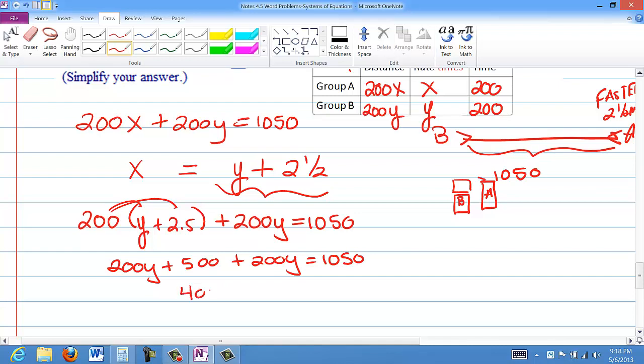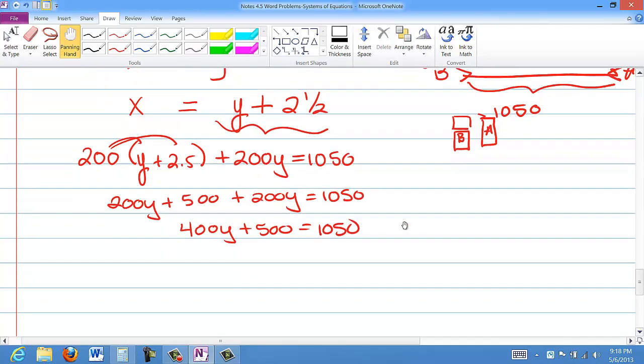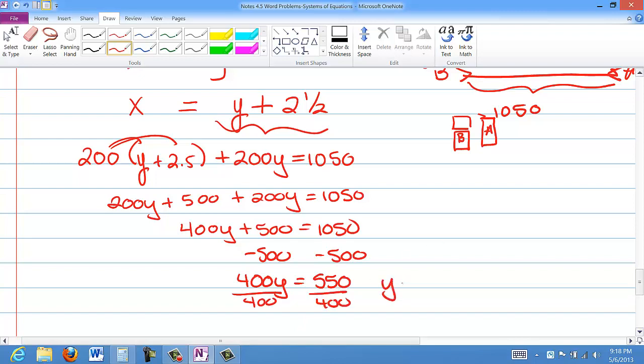Let's keep going. 400y plus 500 is 1050. Subtract 500. So 400y is equal to 550. Divide by 400. And I will reduce that. y is going to come out to be, let's see, if I divide by 10, I get 55 over 40. Divide each of those by 5, and I get 11/8, which is 1 3/8.